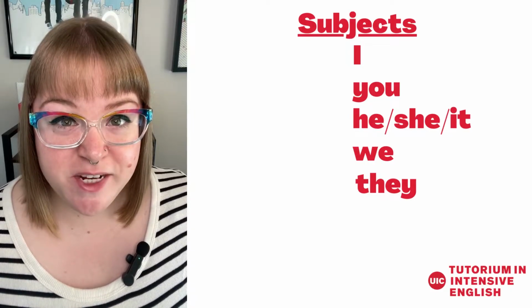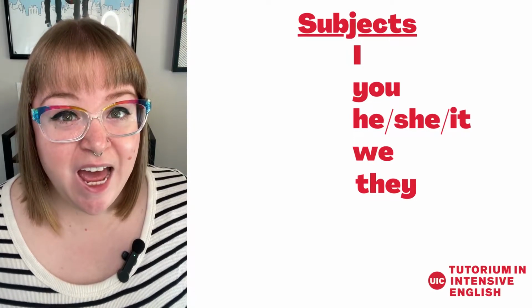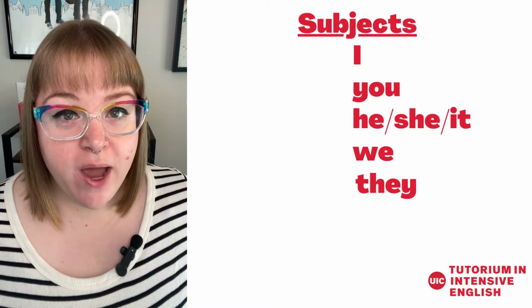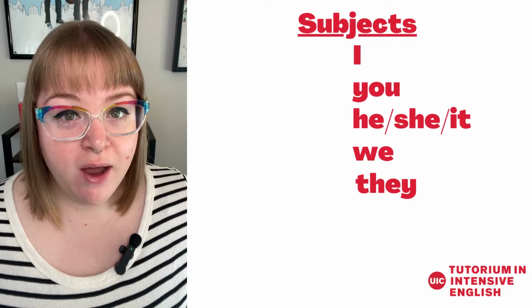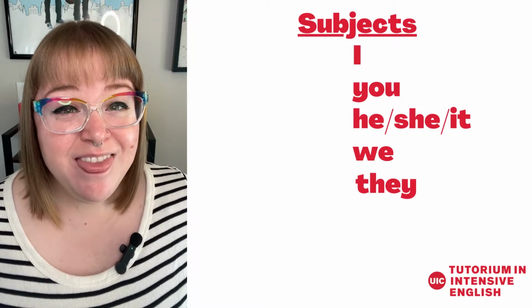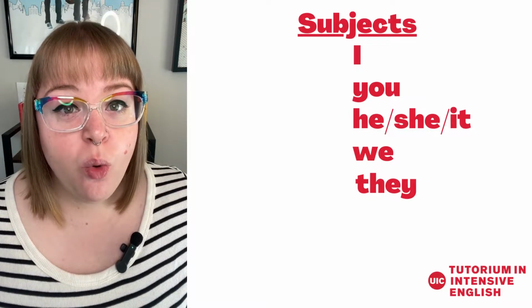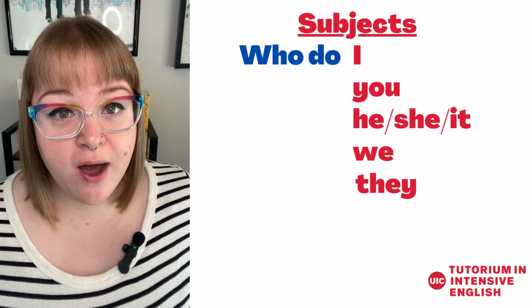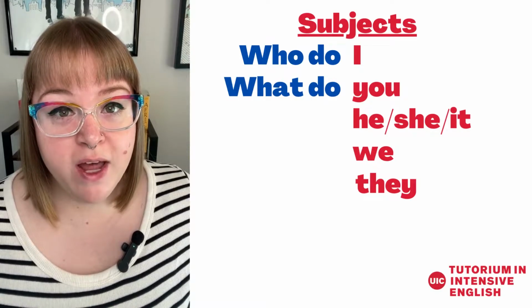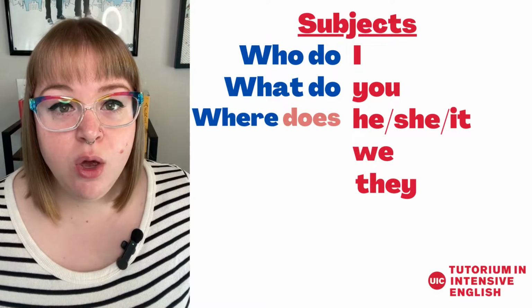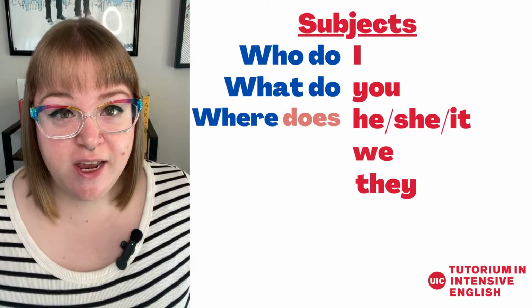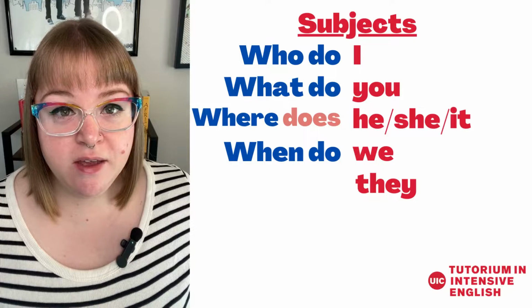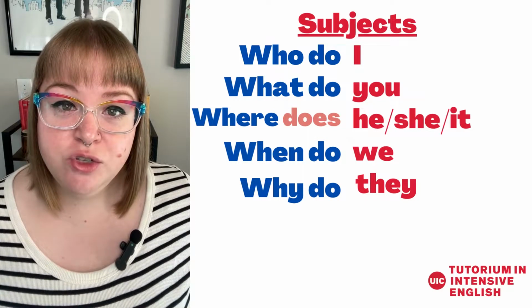To ask a WH question, you first add the WH word: who, what, where, when, why, and how. Then you add the do or the does. For example, who do I? What do you? Where does she? When do we? And why do they?